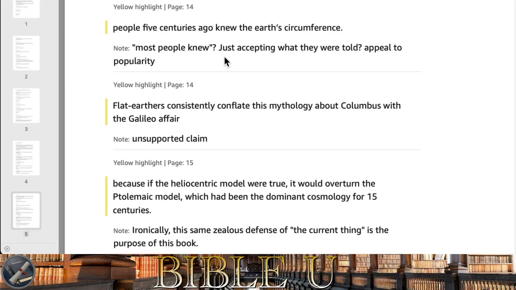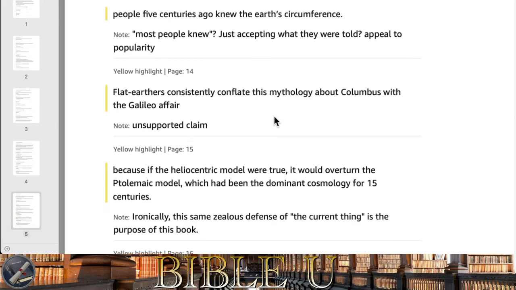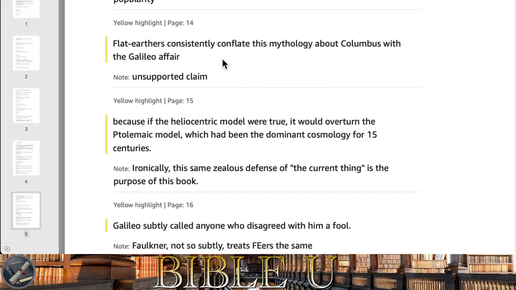Now, he's going to come back to that a little bit, but then he goes under the title of Confusing Heliocentrism and a Spherical Earth, which we've already mentioned. We're not sure who is exactly doing the confusing. He says flat earthers constantly conflate this mythology about Columbus with the Galileo affair. What in the world? I mean, he's speaking in such vague generalities, sweeping generalization fallacy, that there's really nothing to quote-unquote attack in this book because there's nothing stated that's of any substance.